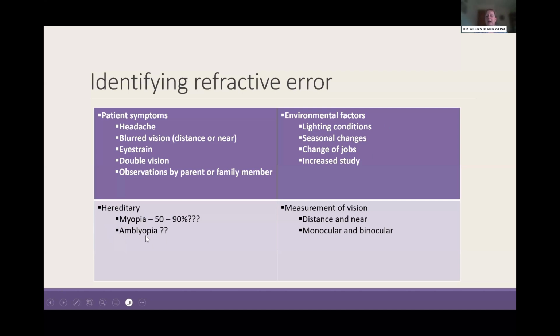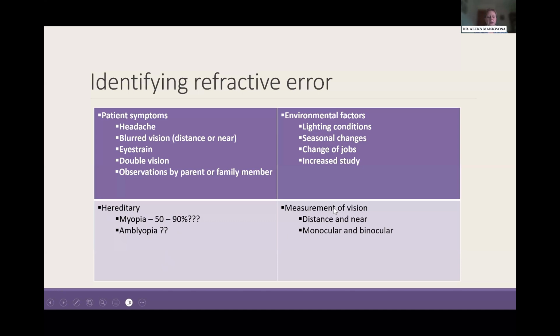Amblyopia generally per se, there is no clear genetic link because we have to look at the reasons why the child is amblyopic. So is it due to strabismus? Is it due to anisometropia or other forms of refractive error? And those are probably the underlying reasons that may or may not be hereditary.